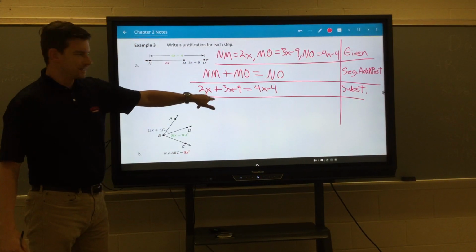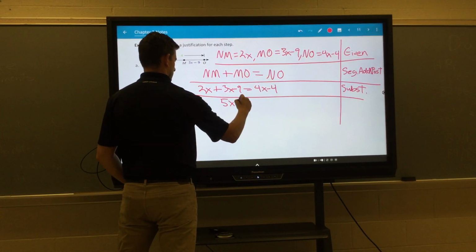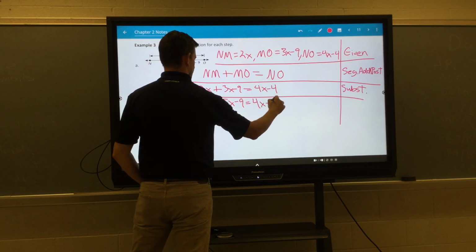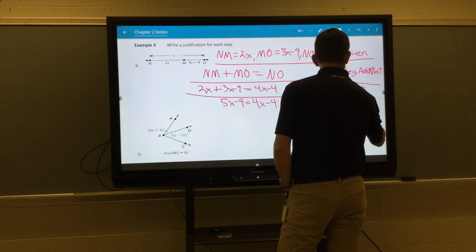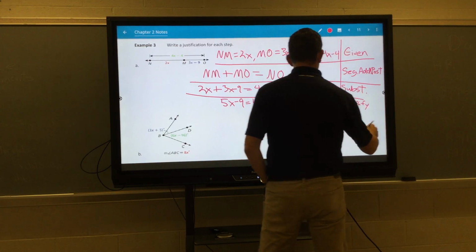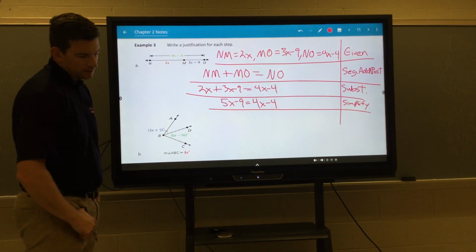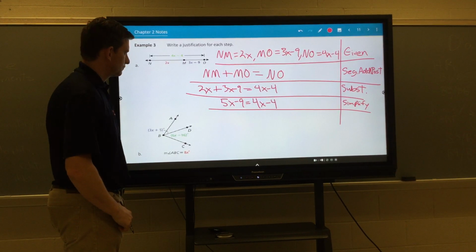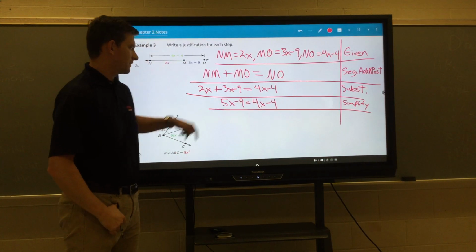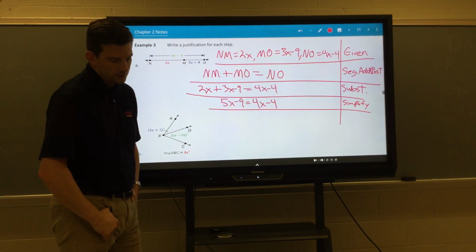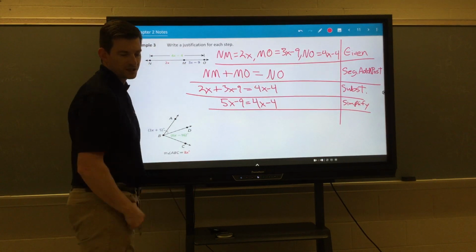Here, we're combining these like terms. 2x plus 3x is 5x. Minus 9. 4x minus 4. We've simplified. And at this step, you have a choice. Do we want to combine these single values, or do we want to combine these 5x and 4x terms? Let's go with the 4x. Let's subtract away the 4x from both sides.